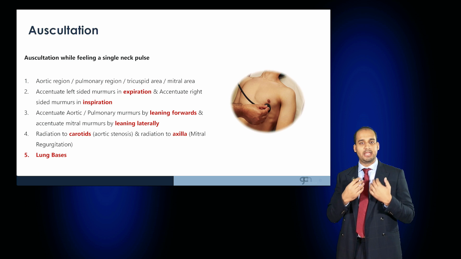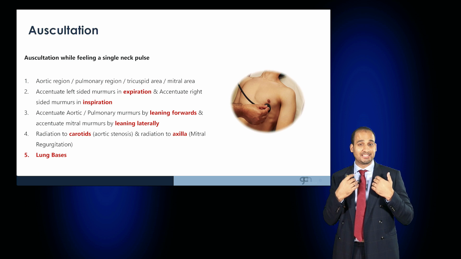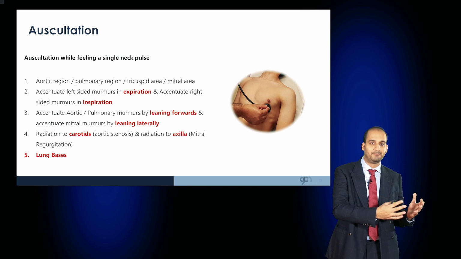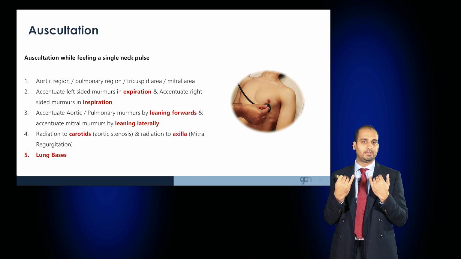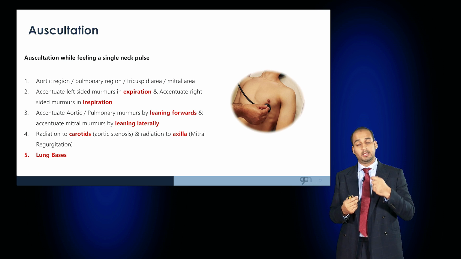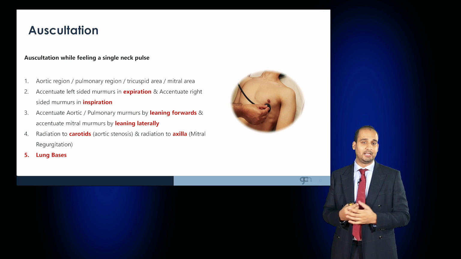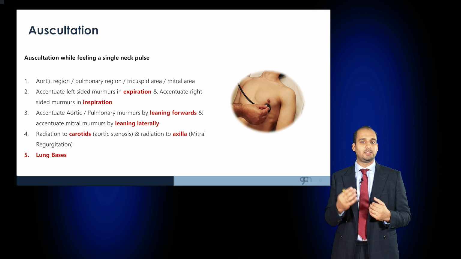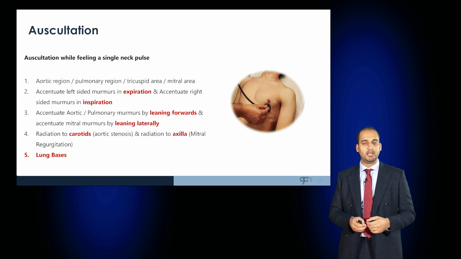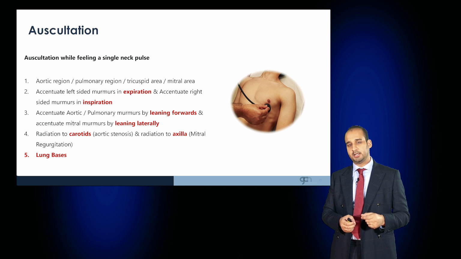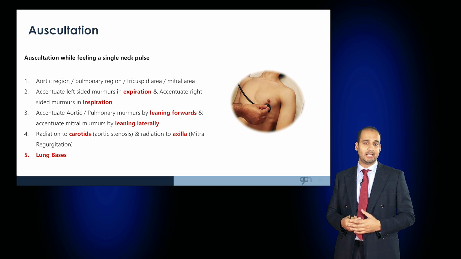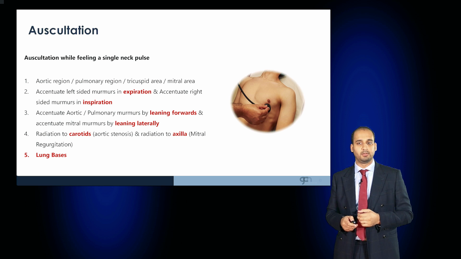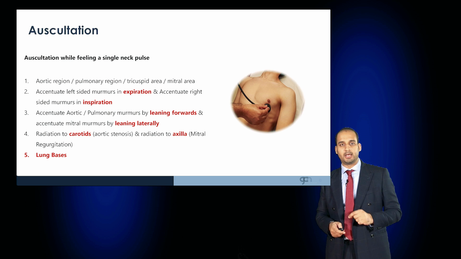You can accentuate aortic and pulmonary murmurs by asking the patient to lean forward, and mitral murmurs by asking the patient to lean laterally. And it's important to auscultate the carotids for any signs of radiation, particularly of aortic stenosis, and to auscultate the axilla for signs of radiation of mitral regurgitation. Once you've auscultated the heart, auscultate the bases of the lungs, trying to discern whether there are any signs of crepitations suggestive of pulmonary edema. Now let's just talk about the heart sounds.